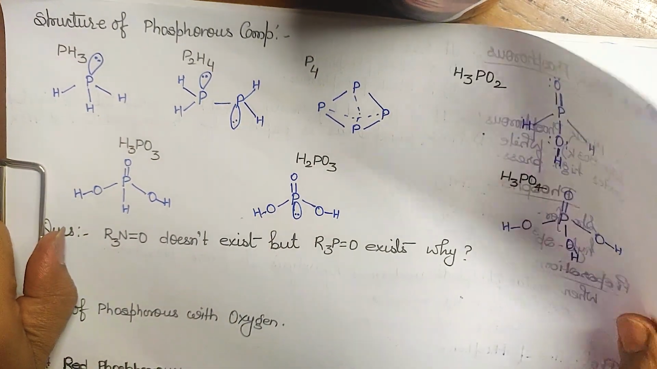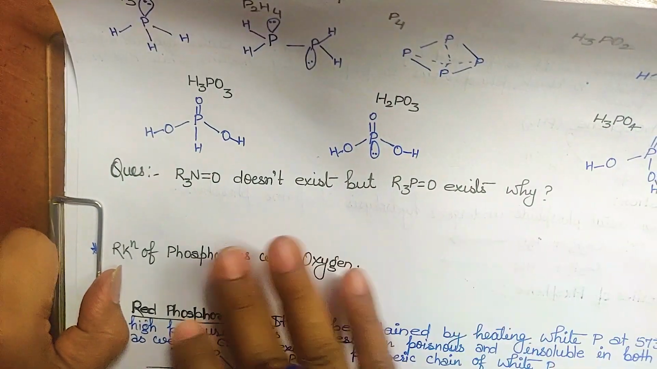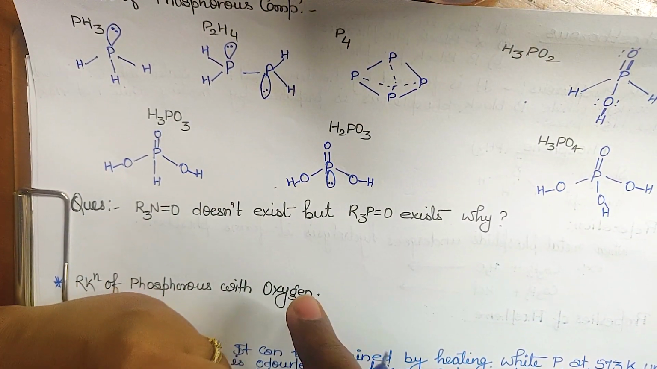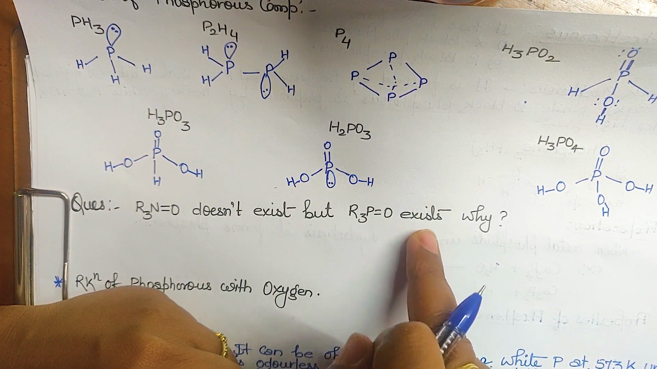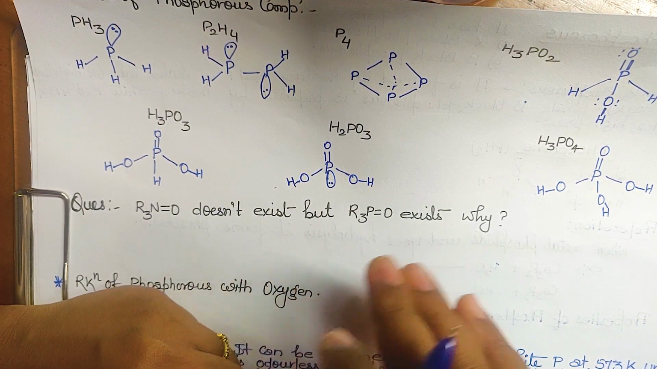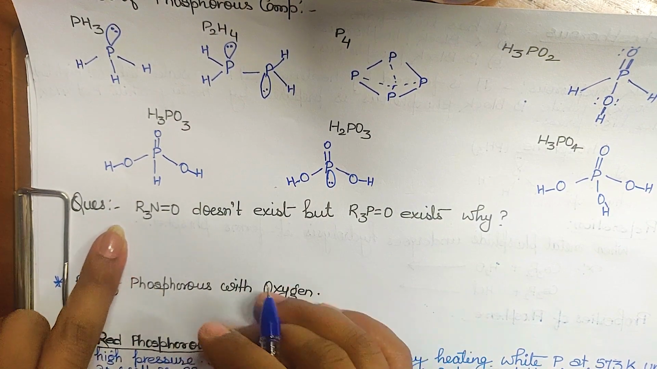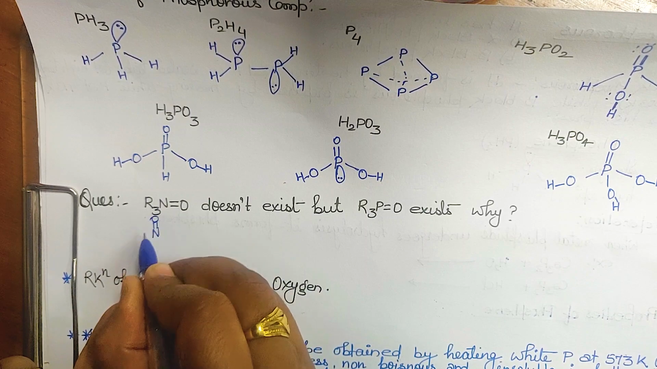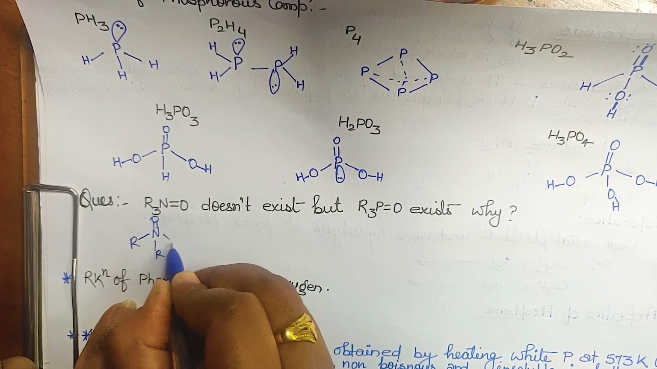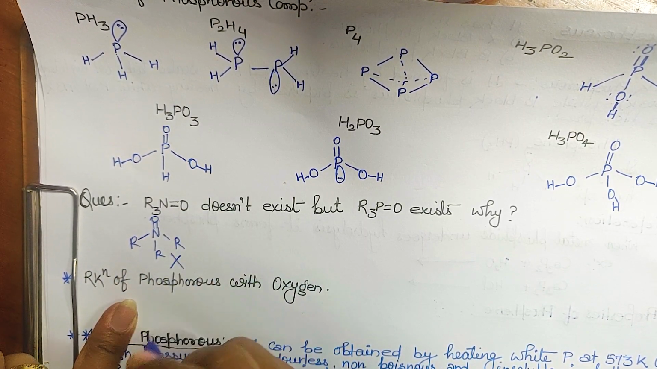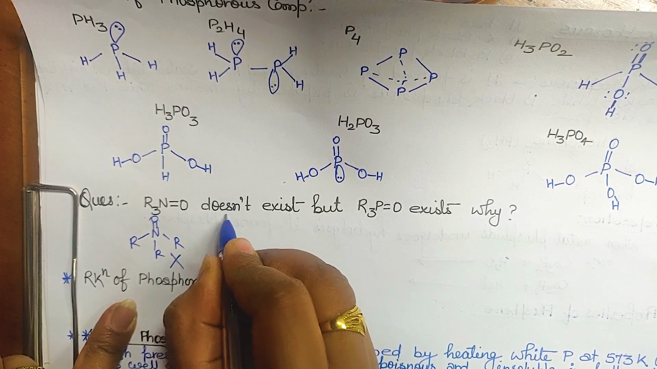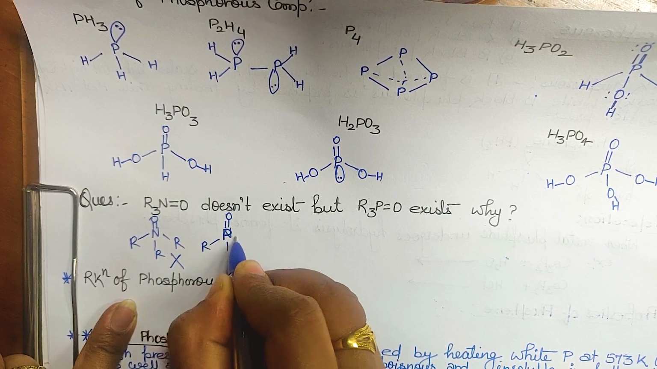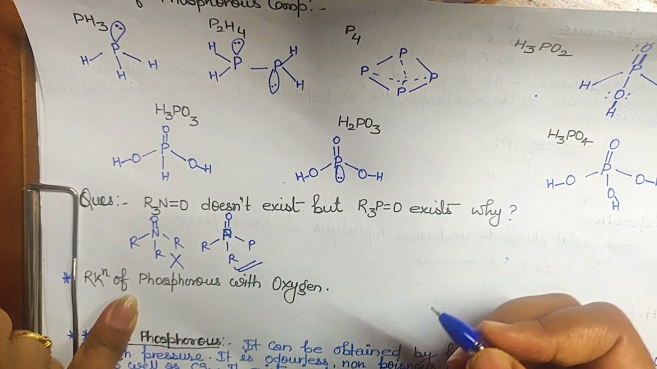Now there is a question that R3N double bond O doesn't exist, but R3P double bond O exists. Why? Can you think of it? This R means alkyl group. So it says that if I am making like this, it doesn't exist, but if I am making like this, sorry, this is P, this exists. Tell me what will be the reason?